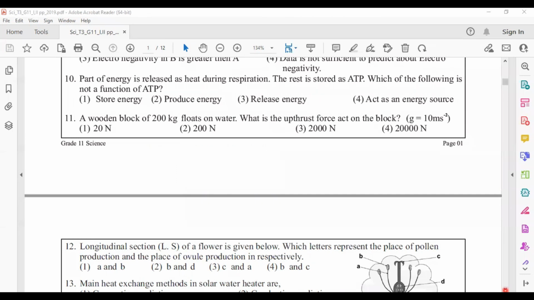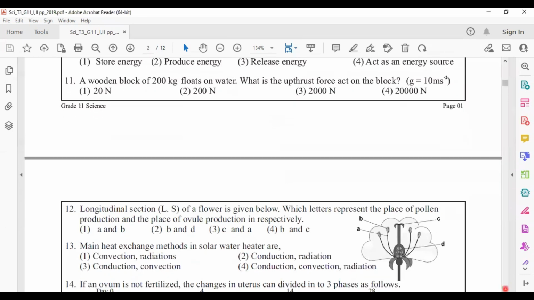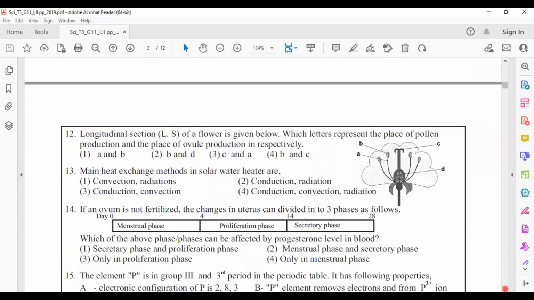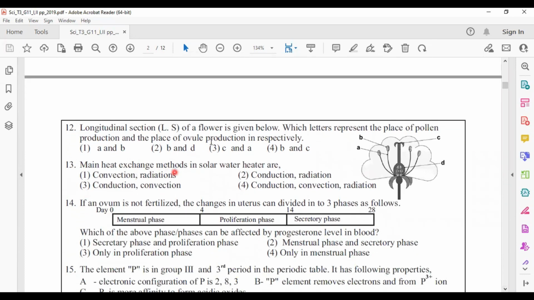Next question, number 12. A longitudinal section of a flower is given below. Which letters represent the place of pollen production and the place of ovule production? Place of pollen production is B and place of ovule production is D. Answer 2. B is the stigma.